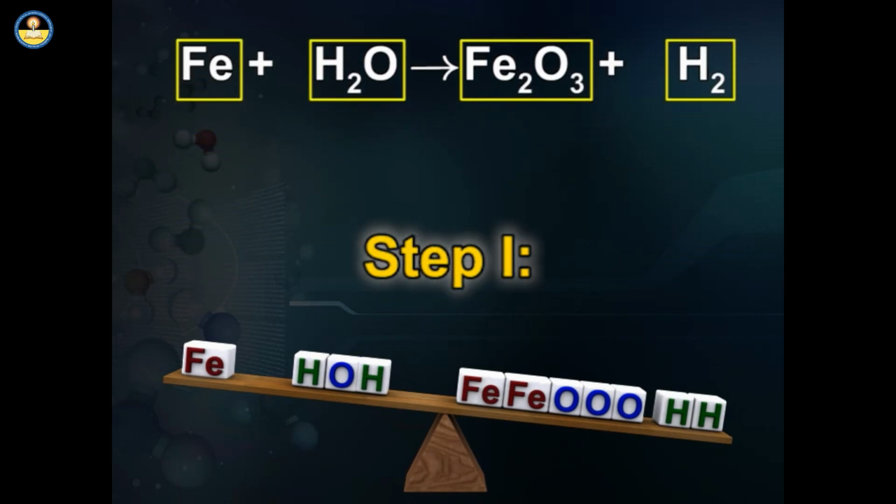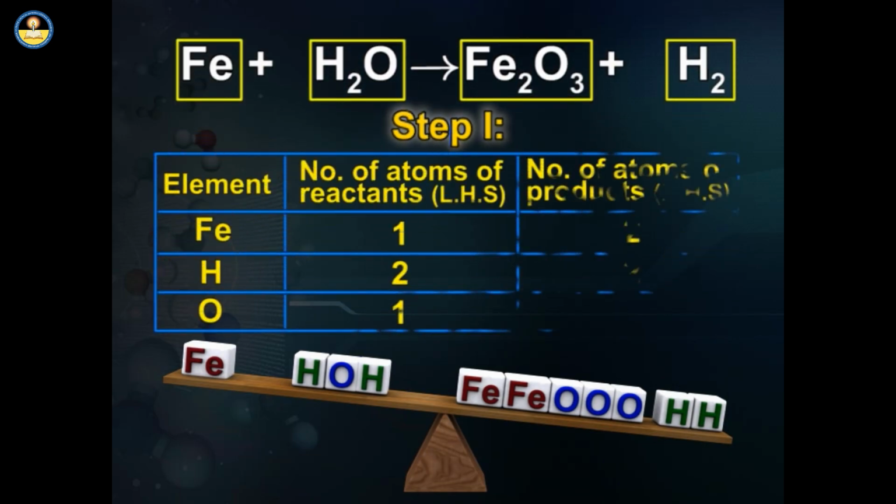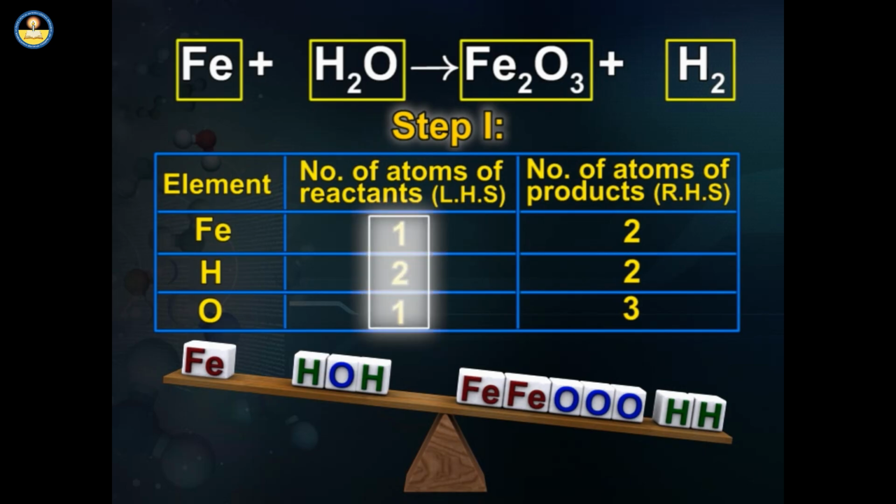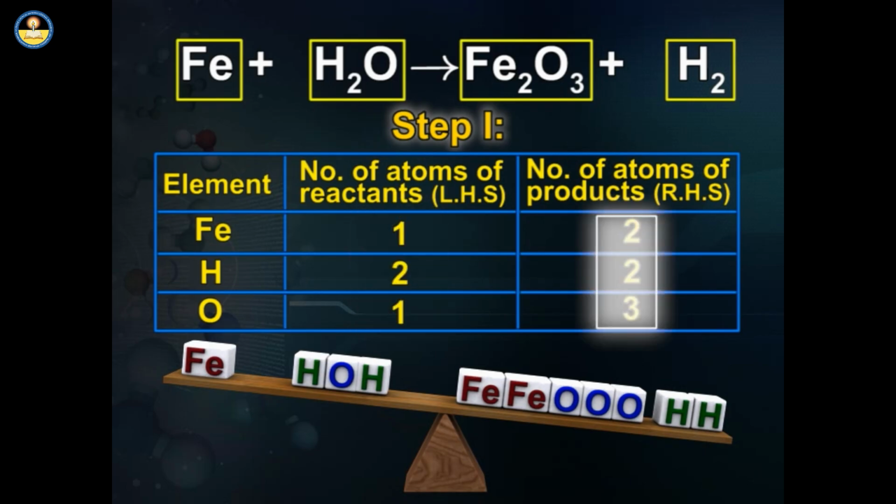Step 1. We count the number of atoms of all the elements in the reactants and products on both the sides of the equation. A look at the equation reveals that the number of hydrogen atoms are equal on both the sides. At the same time, the number of iron and oxygen atoms are not equal.